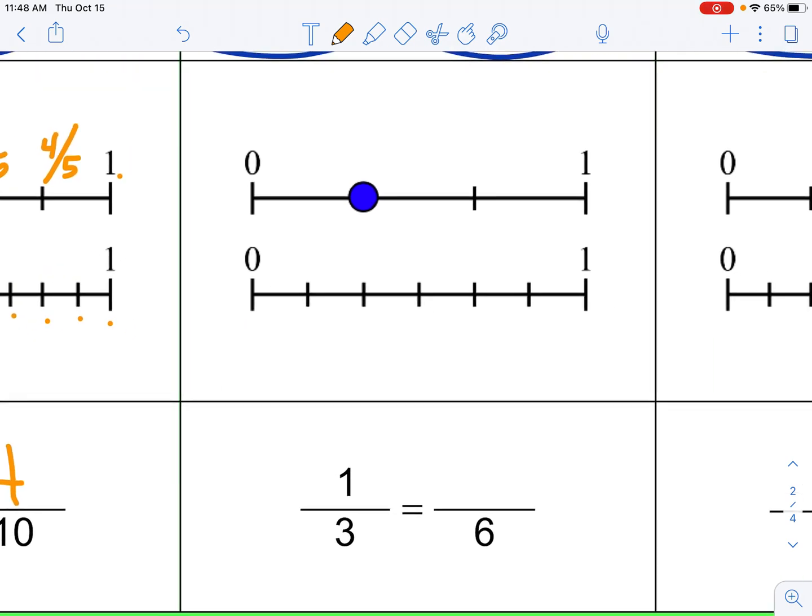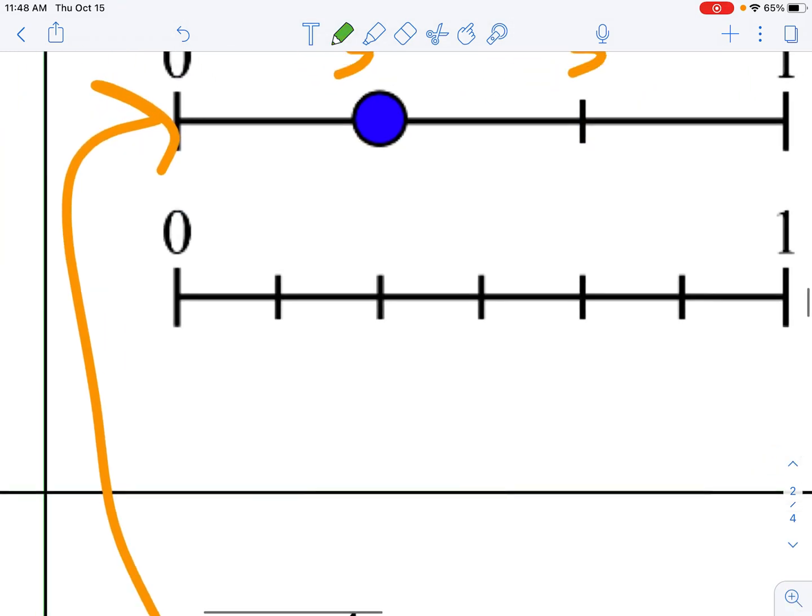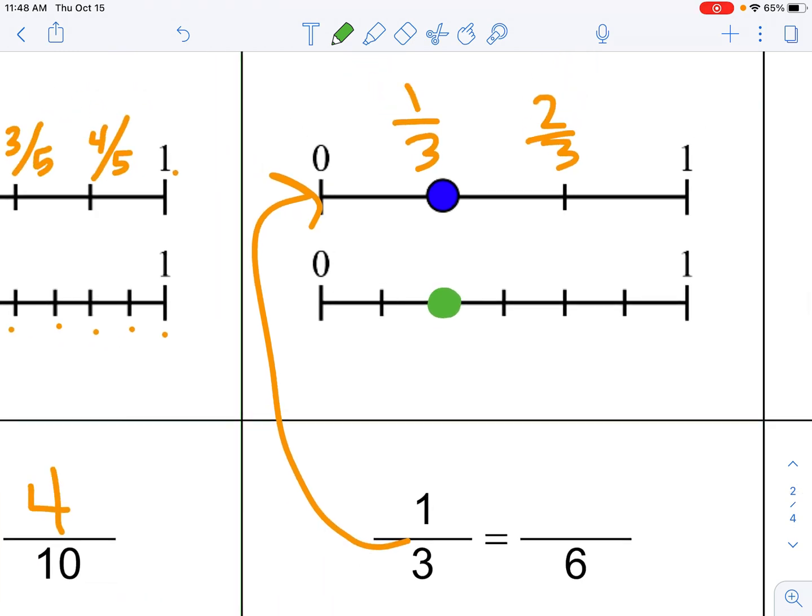Alright, our next one. They already wrote our fraction for us for the top one. This is like 1/3, this is 2/3, and then that's 3/3. So our point is at 1/3. So I'm gonna draw my point exactly where it is up above.